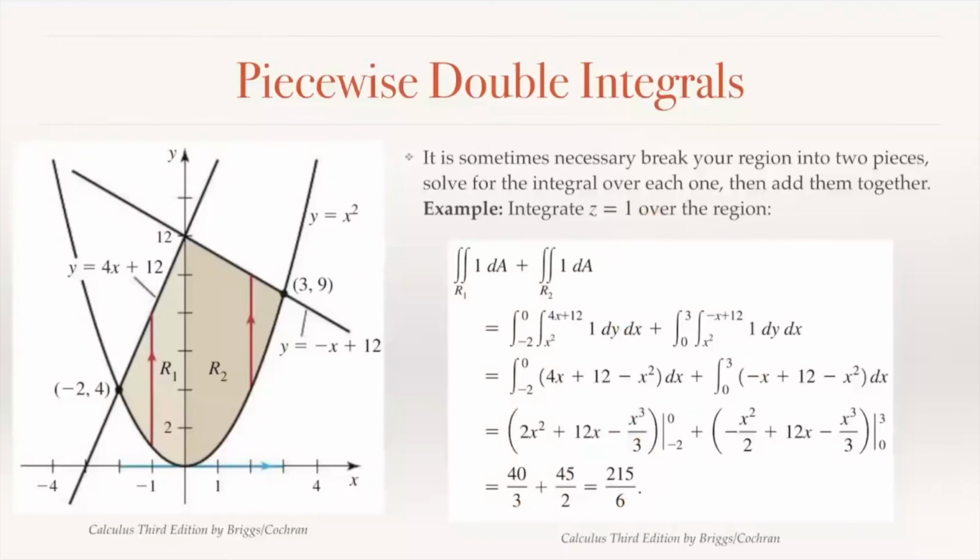And notice that we could have also broken it up into regions this way. But if we broke it up this way, then we would have 3 regions instead of 2, and also uglier bounds. This would be a square root if we solved for y in terms of x. So breaking it up in such a way as to minimize the number of pieces is a good rule of thumb.